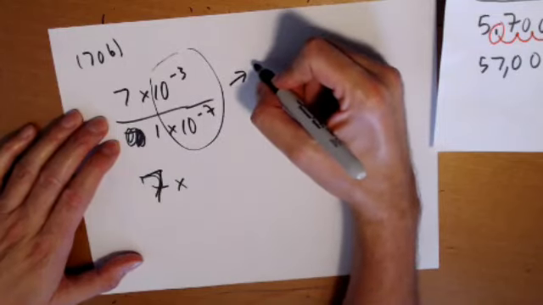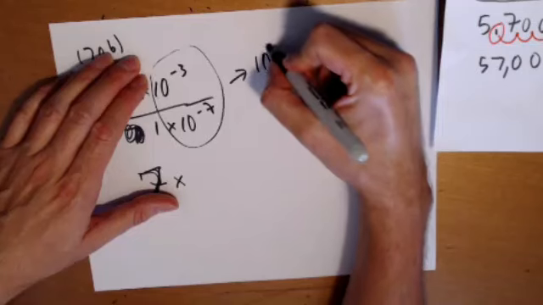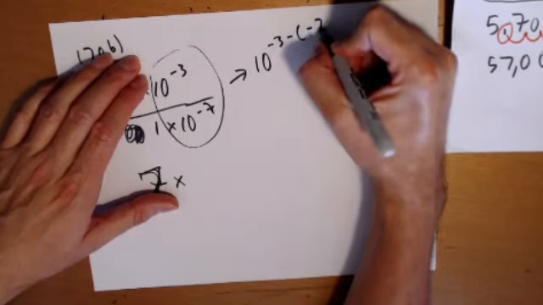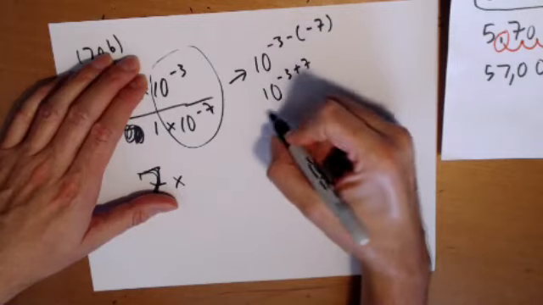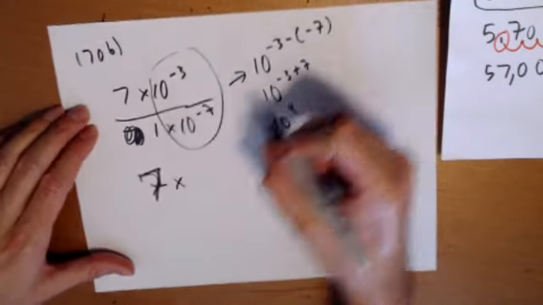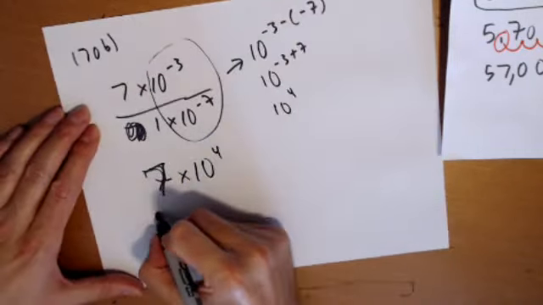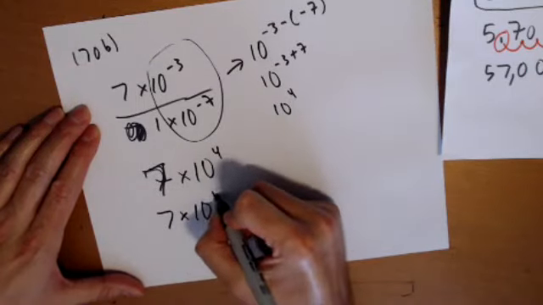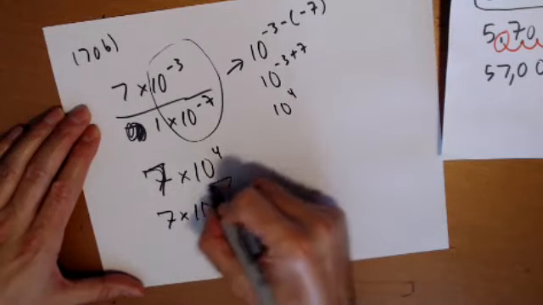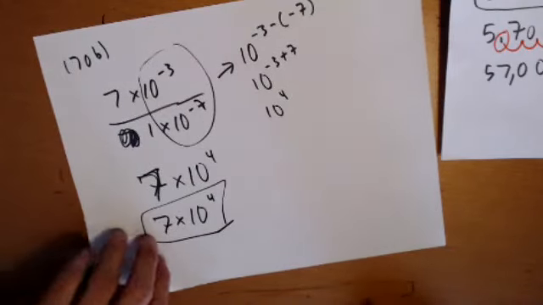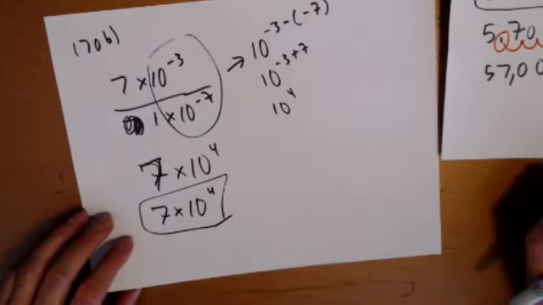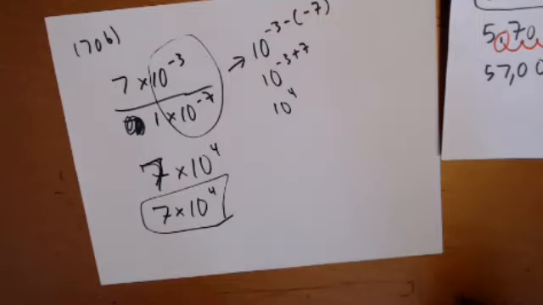A couple of approaches. Maybe you're saying to yourself, wasn't it just -3 minus a -7, which is 10 to the -3 plus 7, which is 10 to the 4? So 7 times 10 to the 4th. That's probably the best way to do it. Cool. Okay, so those are the ones I forgot to do at the very end there, but now you can totally handle it. Sweet.